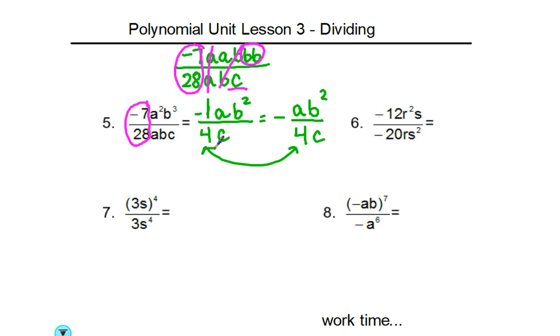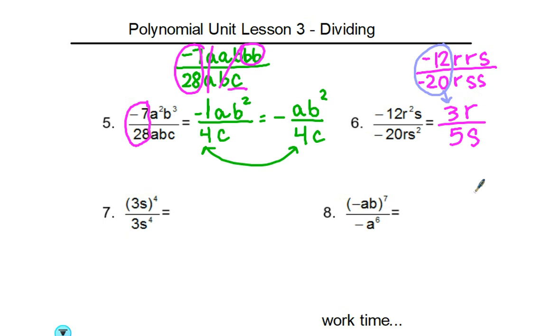I'm going to pause again and do number 6. All right, so coming back on again here for number 6. Negative 12 over negative 20 simplifies to a positive 3 over 5. We'll see one of our r's cancels out and one of our s's, so I'm just left with an r on top and an r on bottom.